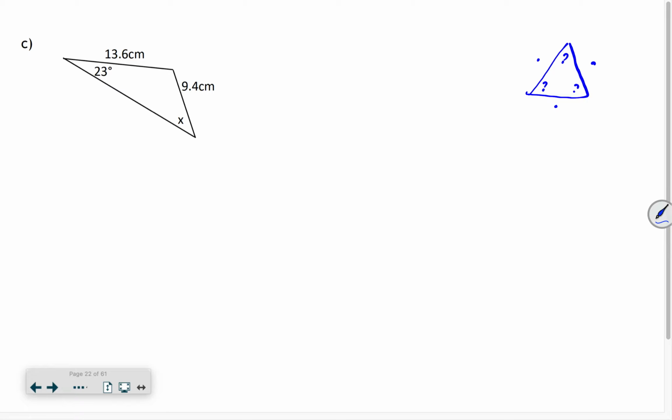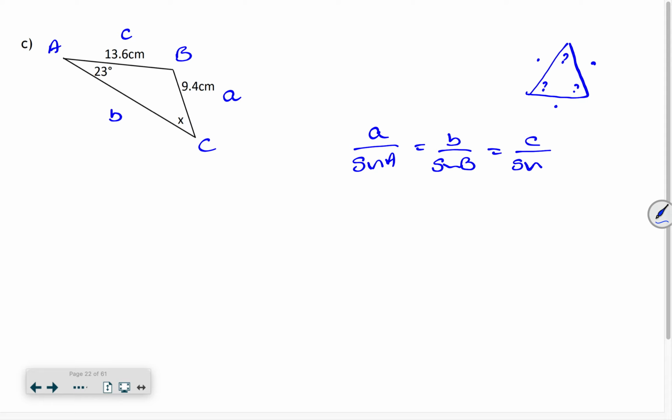Okay, so let's label our triangle. We'll call this triangle ABC, and then label the sides, so that'll be side B, side A, side C. That will give me, right out the sine rule, A over sine A is equal to B over sine B is equal to C over sine C. So let's tick off what we have then. Well, we know what side C is, we know what side A is, we know what angle A is, and we are being asked to find the size of angle C.